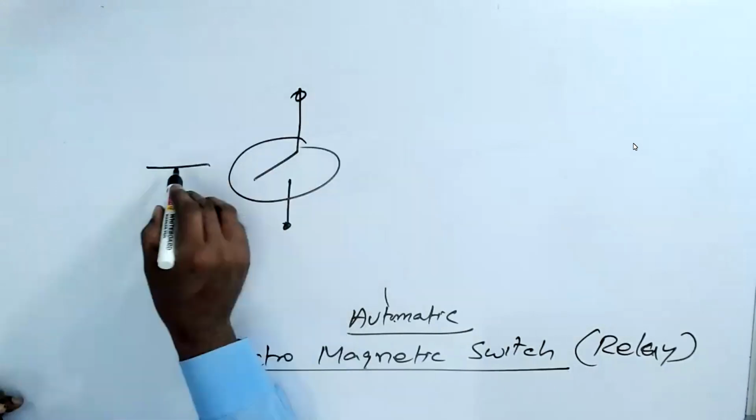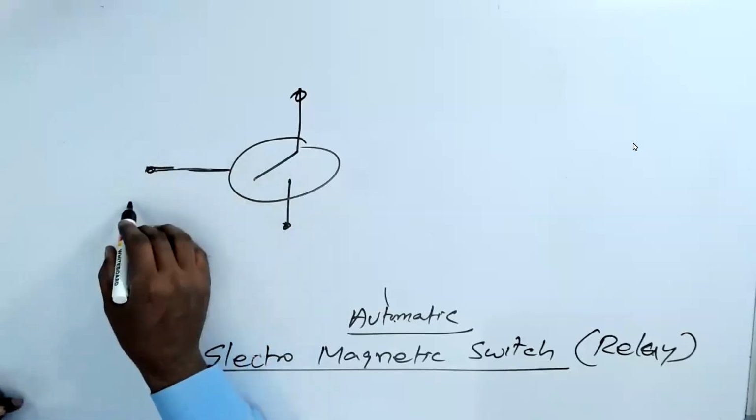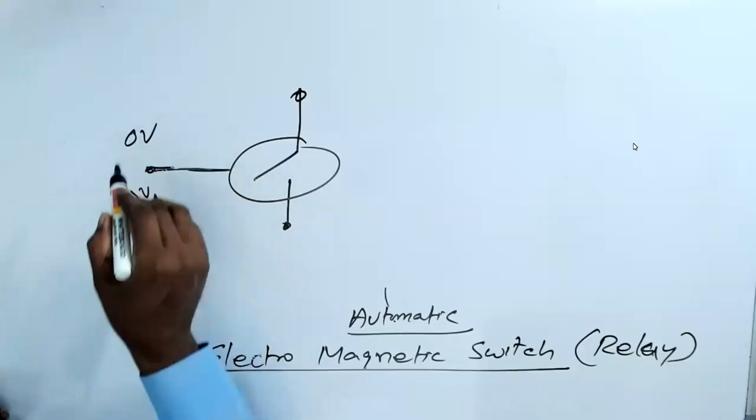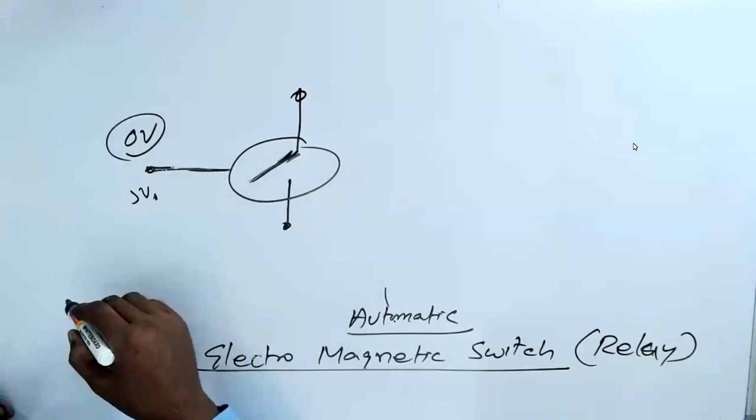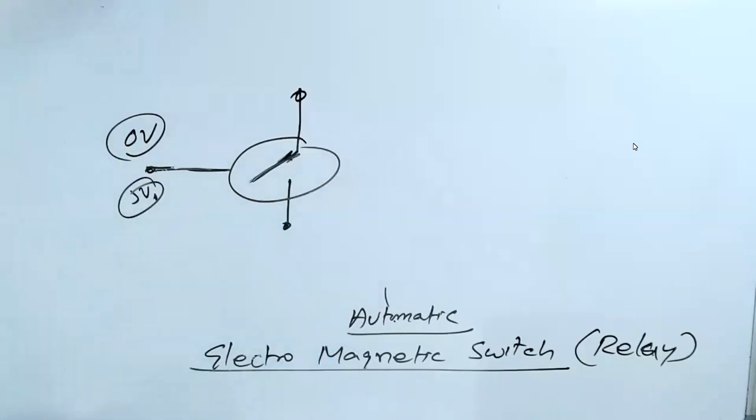We apply a voltage, 5 volt or 0 volt. When I apply 0 volt, switch is off. When I apply 5 volt, switch is on. Understand? It is as simple as that. So now do you understand about automatic switch? If it is not clear, let me know. So normally we control the switches manually. Now from the manual switches, we move to the automatic switch.